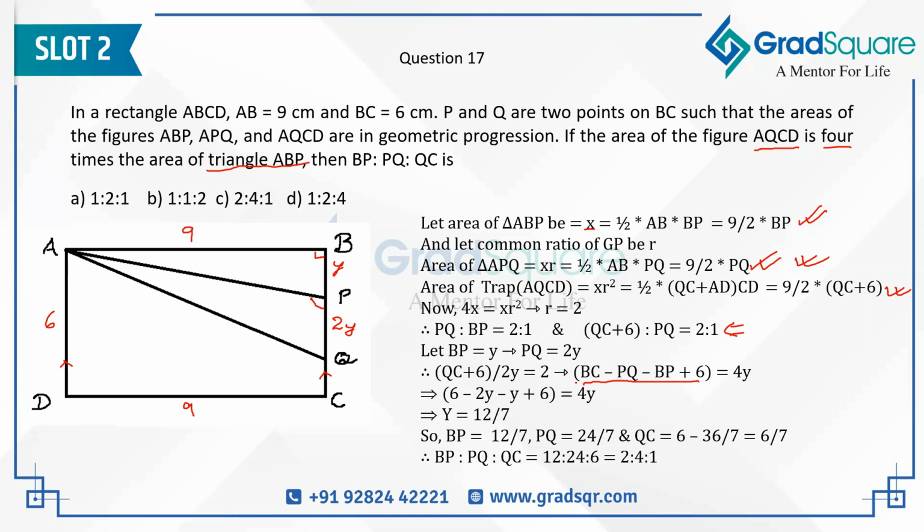So finding out the ratios, we'll get the answer as 12 is to 24 is to 6, which is nothing but 2 is to 4 is to 1. So option C will be the correct answer for this question.